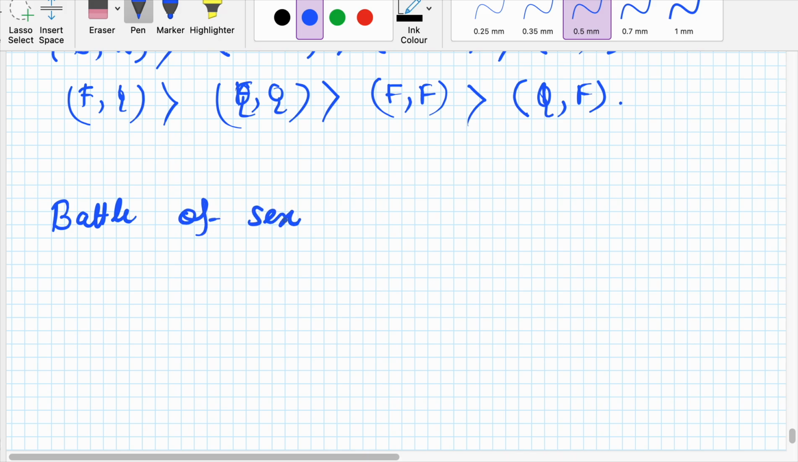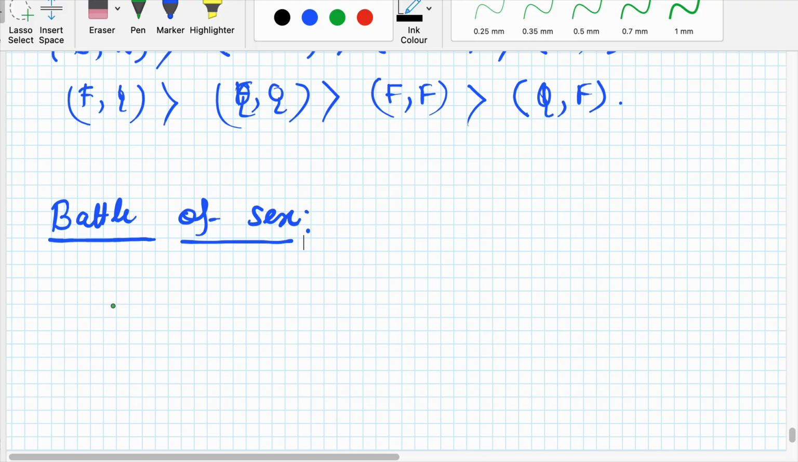And for every one of these games, in the next class we will learn the equilibrium concepts and the equilibrium associated with each game. So this game is battle of sexes. Now suppose a situation where two individuals, as the name suggests, a male and female partner, want to go on a date.